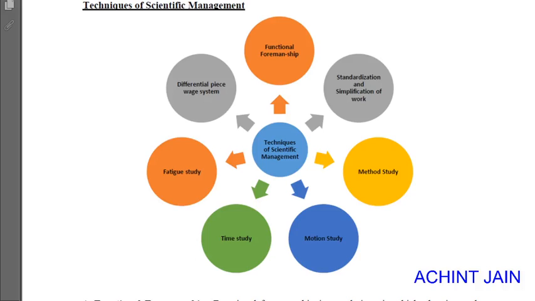According to Peter F. Drucker, scientific management is the organized study of work, the analysis of work into its simplest elements, and the systematic improvement of the worker's performance of each element. The other day, we already discussed functional foremanship, standardization and simplification of work, and method study in part 1 of that video. Now remaining are motion, time, fatigue and differential piece wage system.